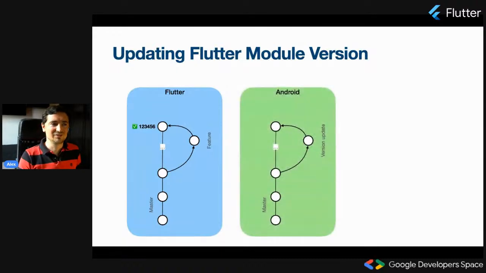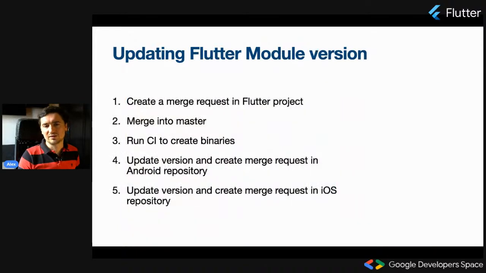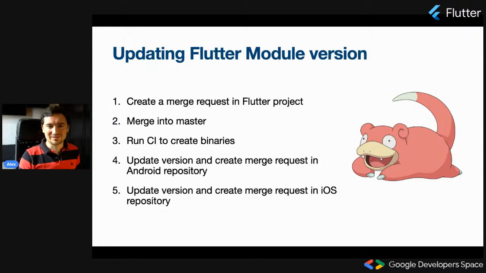So what happens next? You need to integrate it back to both iOS and Android repositories, the host applications. So the same happens, right? You create a new branch, you update the version number, you merge it back to master in Android, and then the same for iOS. So this process is quite slow. It might take you around 10 minutes to manually create those merge requests, send them, approve them, etc. So the question we were asked was, can we do better? Because again, this is quite slow.